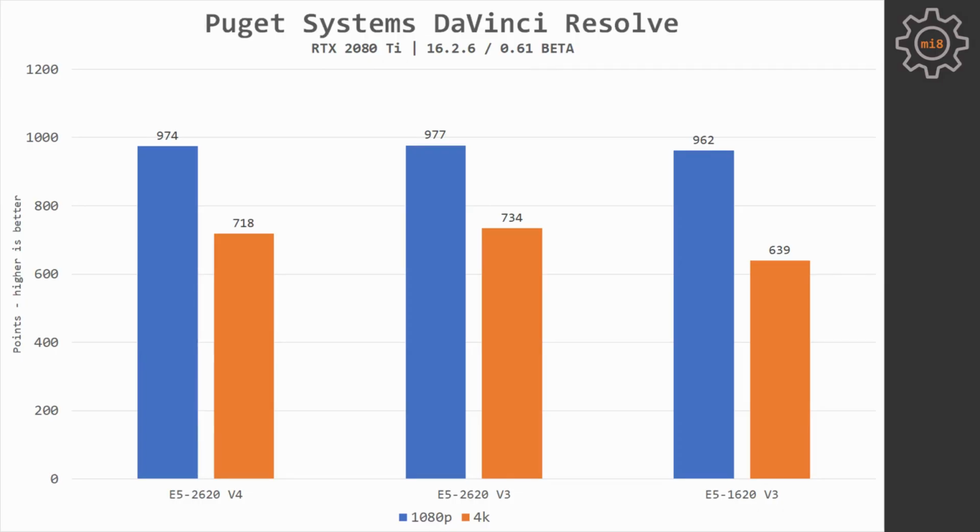Puget Systems DaVinci Resolve Benchmark, 1080p and 4K tests. Here, all three CPUs are demonstrating a very similar level of performance. E5-2620 V3 is taking the first place once again. E5-2620 V4 is slightly slower, just 2%. And E5-1620 V3 loses 2% and 13% to E5-2620 V3.